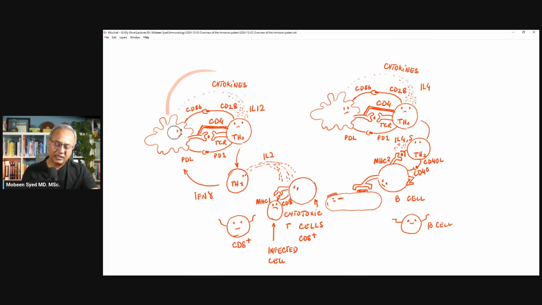So is this pathway clear? In this pathway, the effector cell, the cell that would do the final action, is a cytotoxic T cell.